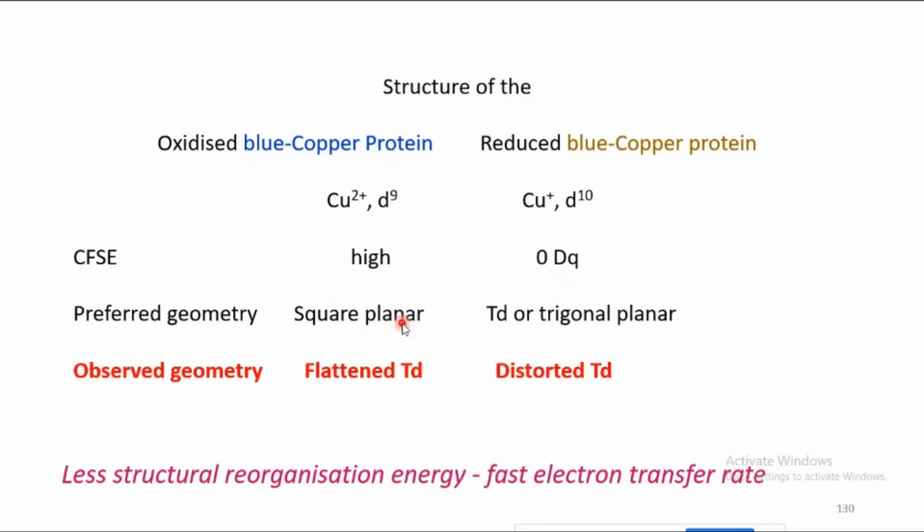But that will consume a huge amount of energy. In order to avoid that, the flattened tetrahedral and distorted tetrahedral geometries are preferred by the oxidized and reduced forms of the blue copper protein respectively. So there is not much energy requirement for this geometrical switchover. It does not consume energy. It will consume only a little amount of energy.